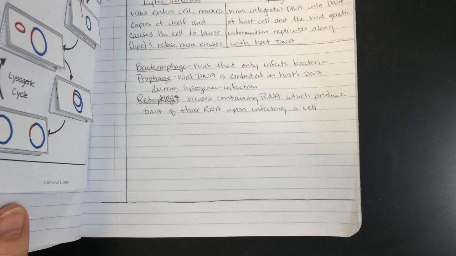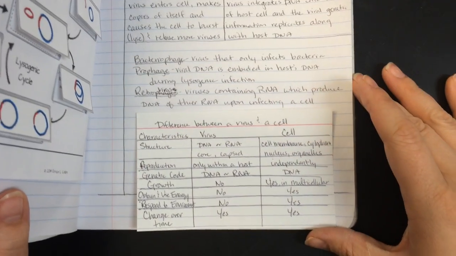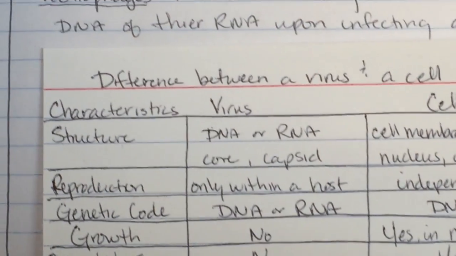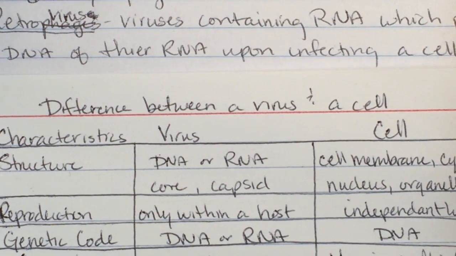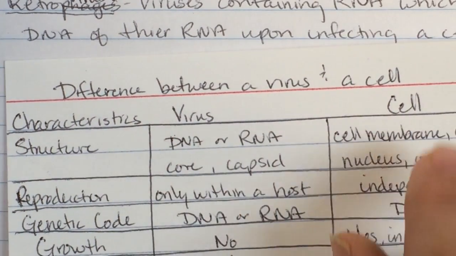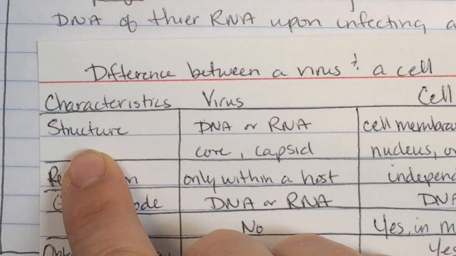Hey everybody, for this last little part, we're going to put more information than can fit on the page. So we're going to do it on a note card. So rather than you watch me write, I'm just going to zoom in and walk you through what's going to go on your card. So we're going to look at the difference between a virus and a cell, the characteristics of viruses and cells and how they compare to one another. So the first part is our structure.